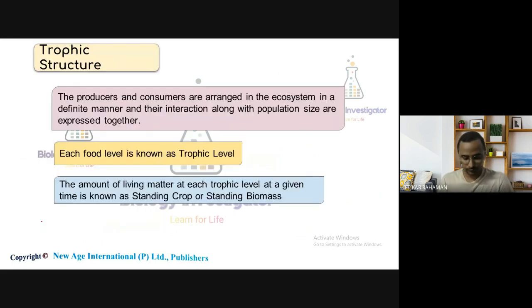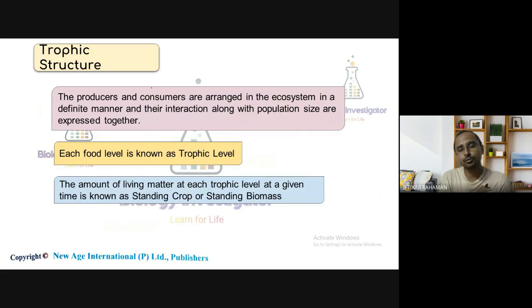So first we will see trophic structure. This is a very important part of our discussion. So trophic structure. Okay, so first of all we need to know what is trophic structure. What do we mean by trophic structure?